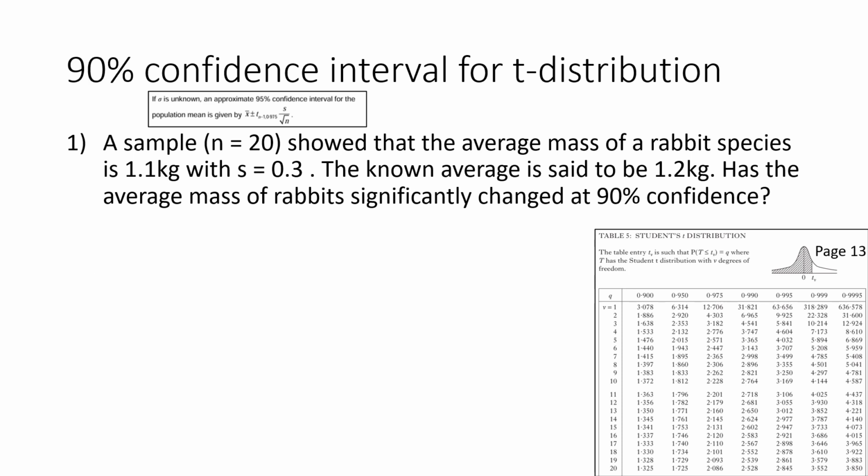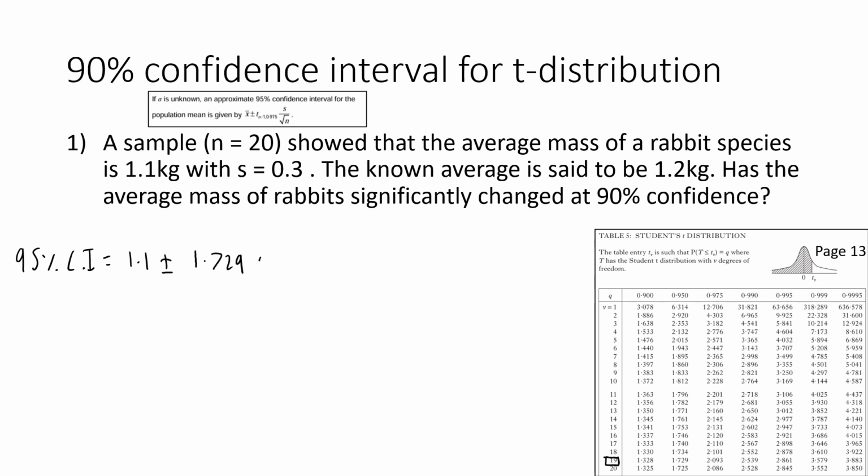Now let's do the same question but at 90% confidence. Here we just write the same formula again. The confidence interval is equal to x bar, which is 1.1 kilograms, plus or minus the t-value, and the t-value is still 19 as the row, but instead of 0.975, we will be using 0.95 because this will cut off 5% on both sides, totaling 10%, so it will be 90% confidence. And that means our value is 1.729.